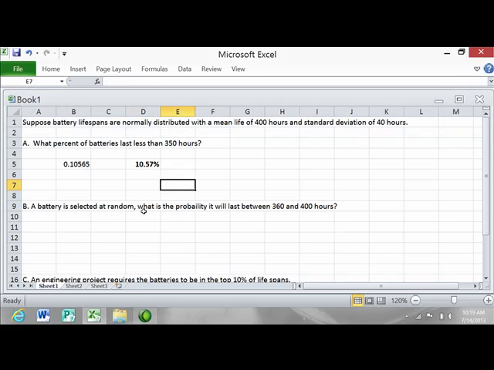Second question, battery selected at random. What is the probability it will last between 360 and 400? Well, we have to note that the function only gives us the percentage less than the value. So we need to calculate two things here. We need to figure out what percent less than 360 and what percent less than 400. Now you may have noticed that 360 is actually one standard deviation below the mean of 400, and I know from the empirical rule that within one standard deviation is 68%. So one standard deviation below, that's just half of that, would be 34%. But we will still calculate this using the normal distribution function here.